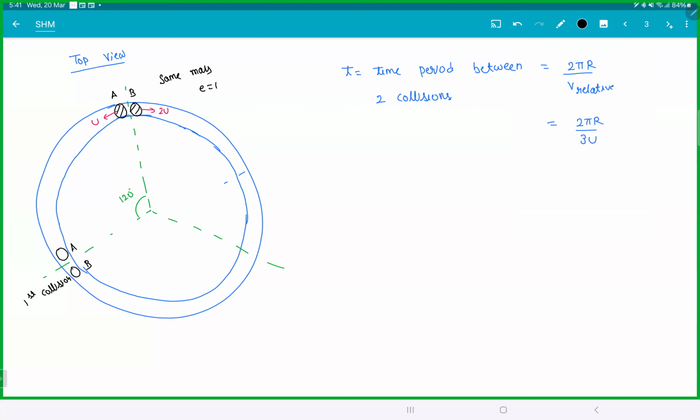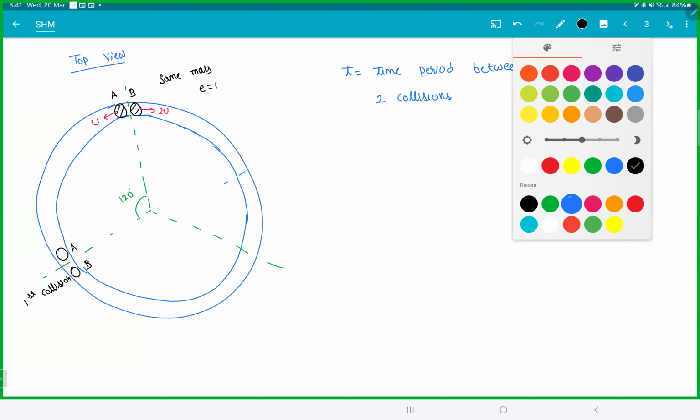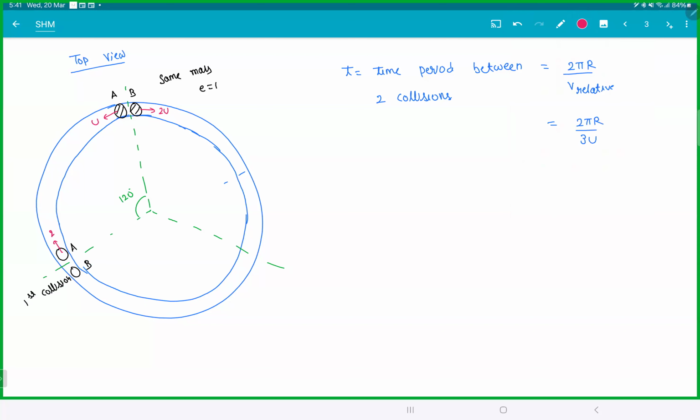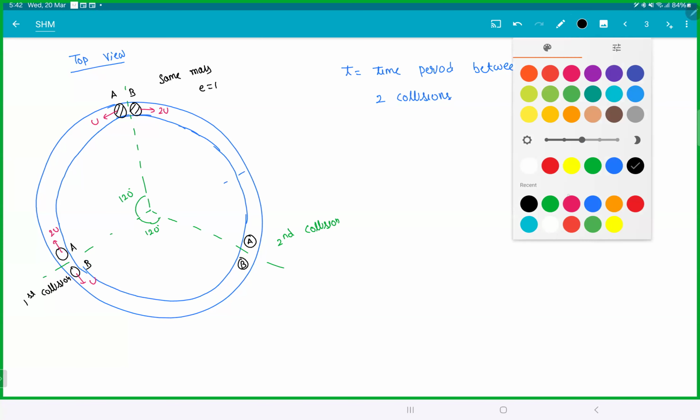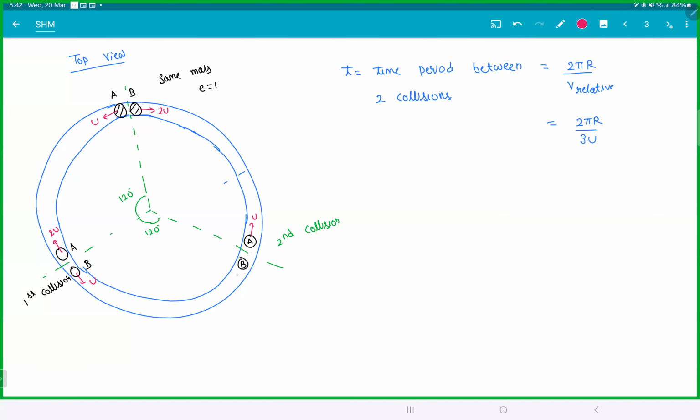And we know after the collision, the velocities will exchange. So B's velocity will come to A and A's velocity will go to B. Now where will the second collision happen? This is the second collision. Now B is going slower, so this will travel 120 and A will travel 240. Now after this collision, A is here, B is here. Now A will get a velocity u and B will get a velocity 2u. Again, they'll come here.